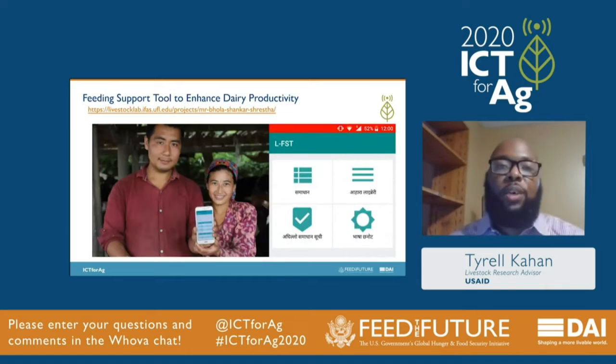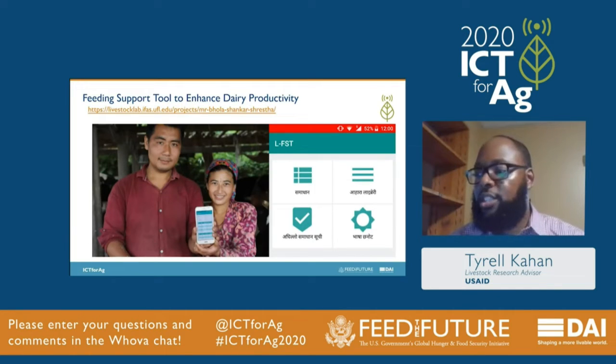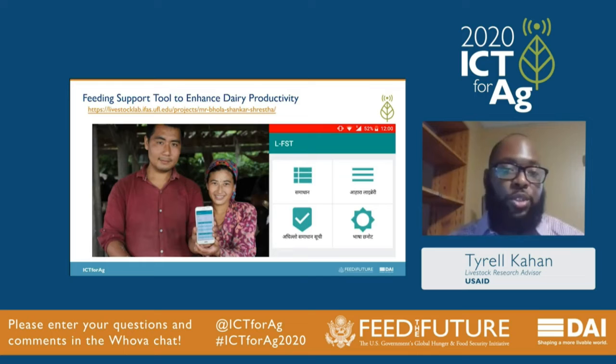The next tool that I wanted to highlight, also from the Livestock Systems Innovation Lab, and this was also developed in Nepal, is a feeding support tool that is used to enhance dairy productivity. So this innovation is a mobile phone-based application that basically allows individual farmers or extension workers or even companies to develop a ration, a feed ration, a full diet for buffaloes or dairy cattle using locally available feed.